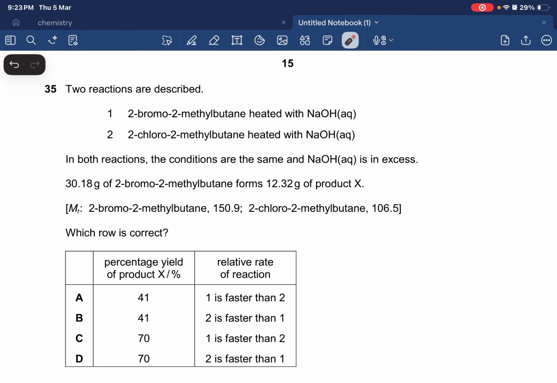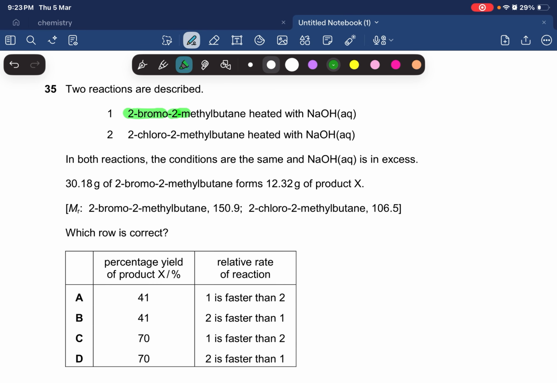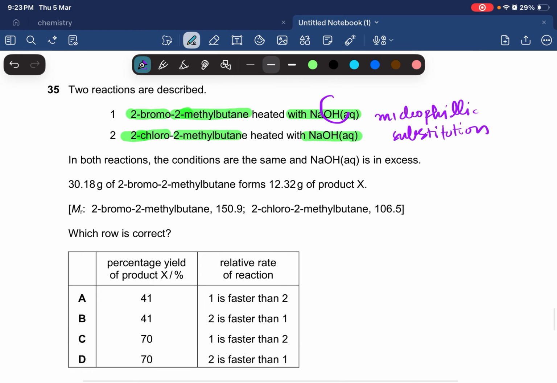Two reactions are described. 2-bromo-2-methylbutane heated with aqueous NaOH, and 2-chloro-2-methylbutane heated with aqueous NaOH. So when we heat them with NaOH, a substitution reaction is going to take place, which is a nucleophilic substitution. One nucleophile is going to replace another. This OH is going to replace this bromine. This OH is going to replace this chlorine.